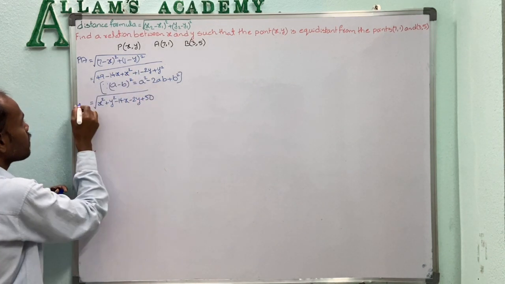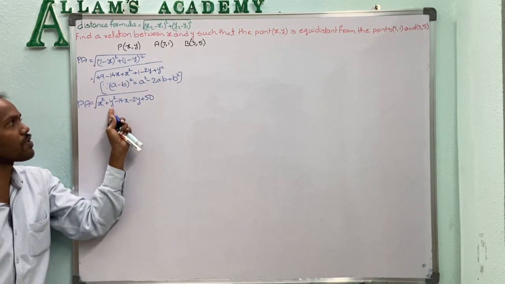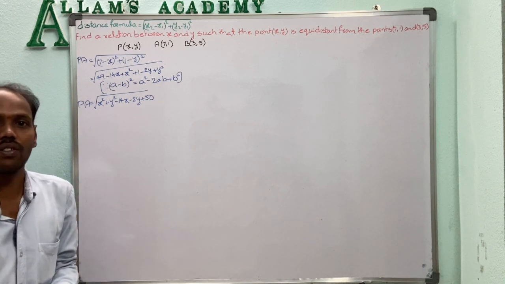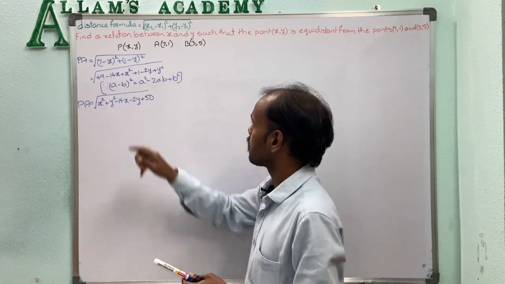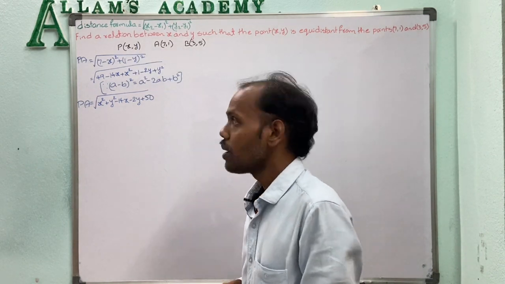So the distance between the points P and A is under root x square plus y square minus 14x minus 2y plus 50. Now finding the distance between the points P and B, that is the length of the side PB.